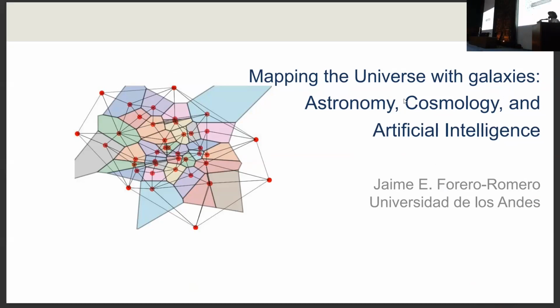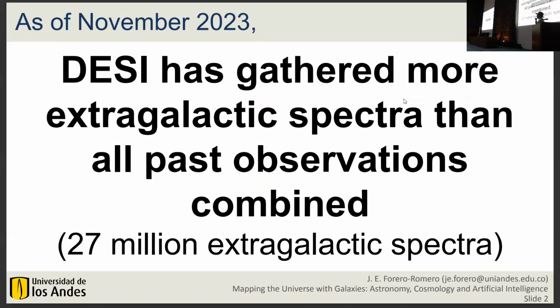Thank you, everyone. Good morning. I'm going to start with some good news. By now, as of November 2023, DESI has gathered more extragalactic spectra than all past observations combined. As a number, we now have 27 million extragalactic spectra of individual objects. But what is DESI? Why are we chasing so many spectra? And why do we think that this is a big success?